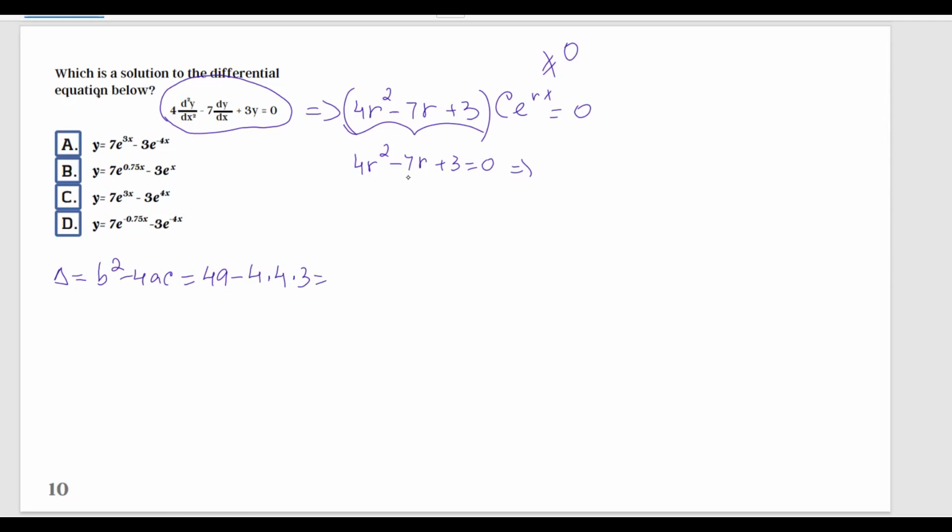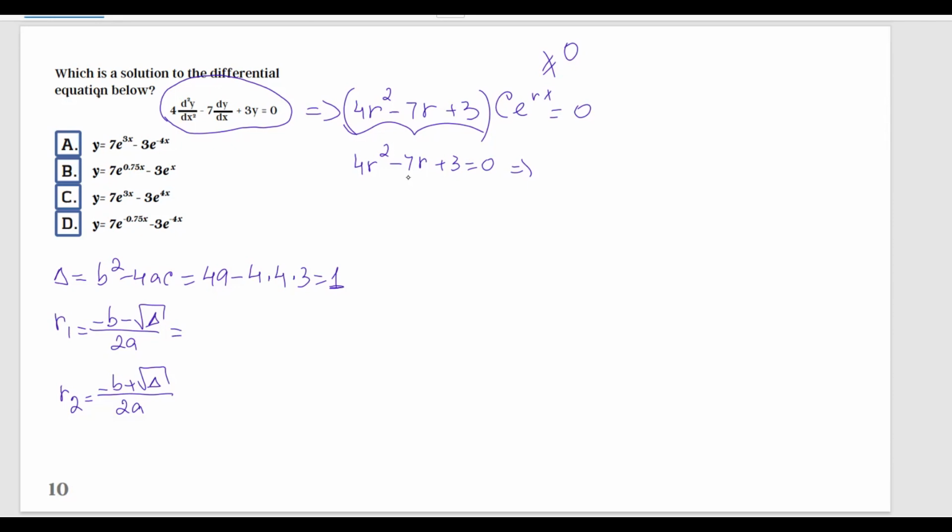This gives me a delta of, 4 times 3 is 12, 12 times 4 is 48. So this gives me a delta of 1. Now I calculate the solutions R1 and R2. R1 is equal to minus b minus square root of delta over 2a, and R2 is minus b plus square root of delta over 2a.